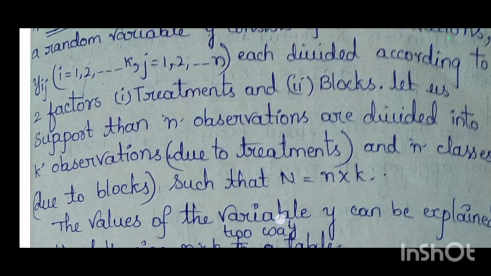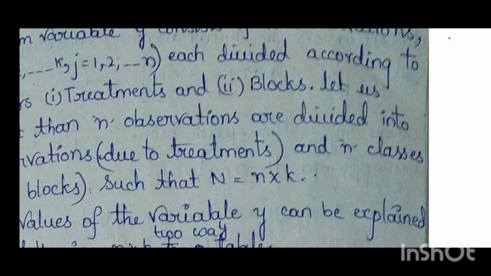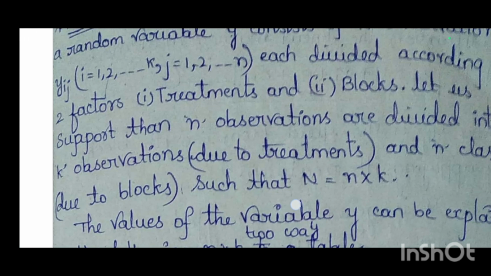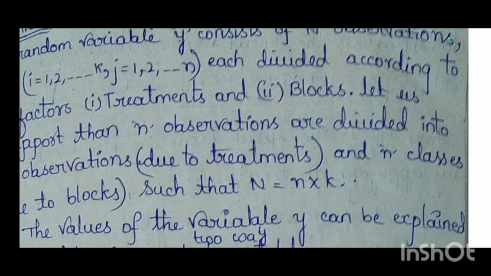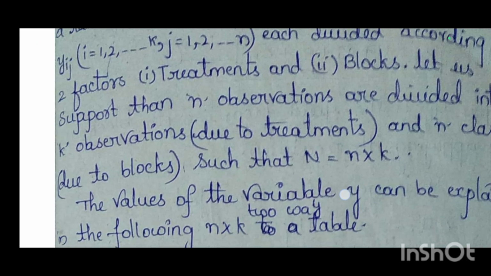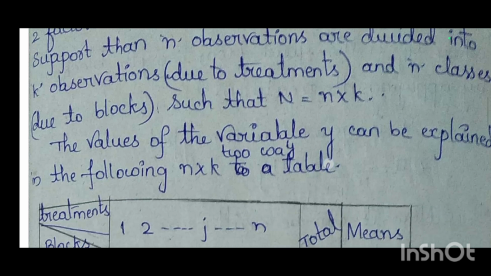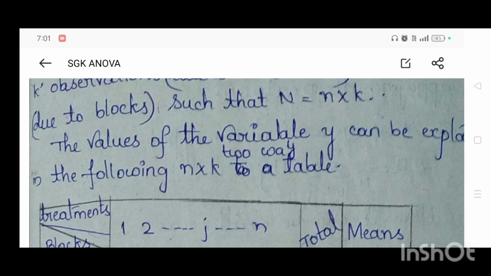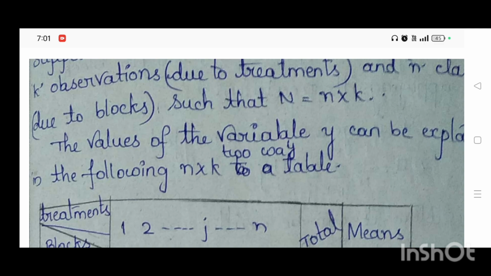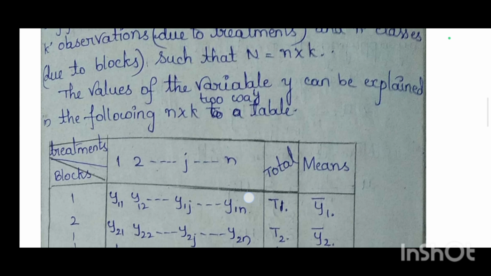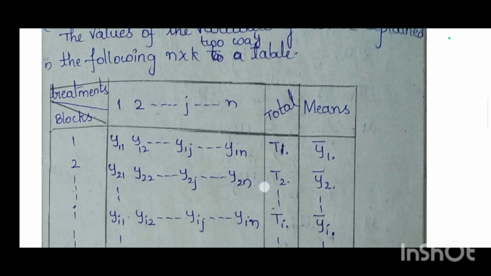Let us suppose that N observations are divided into k classes due to treatments and n classes due to blocks, such that capital N is equal to n into k. Here you can see capital N is equal to n into k. The values of the variable y can be explained in the following two-way ANOVA classification table.